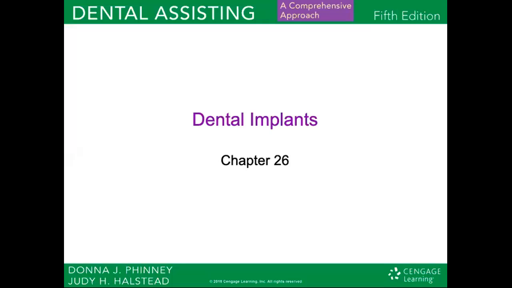All right, for chapter 26, we're going to be talking about dental implants. And in this chapter, we're going to explain the considerations for dental implants, including patient preparedness. We'll list and describe the types of dental implants and explain the surgical procedures for placing the implants. We'll explain the steps in the treatment sequence, as well as discuss the post-operative home care and maintenance for patients with dental implants.